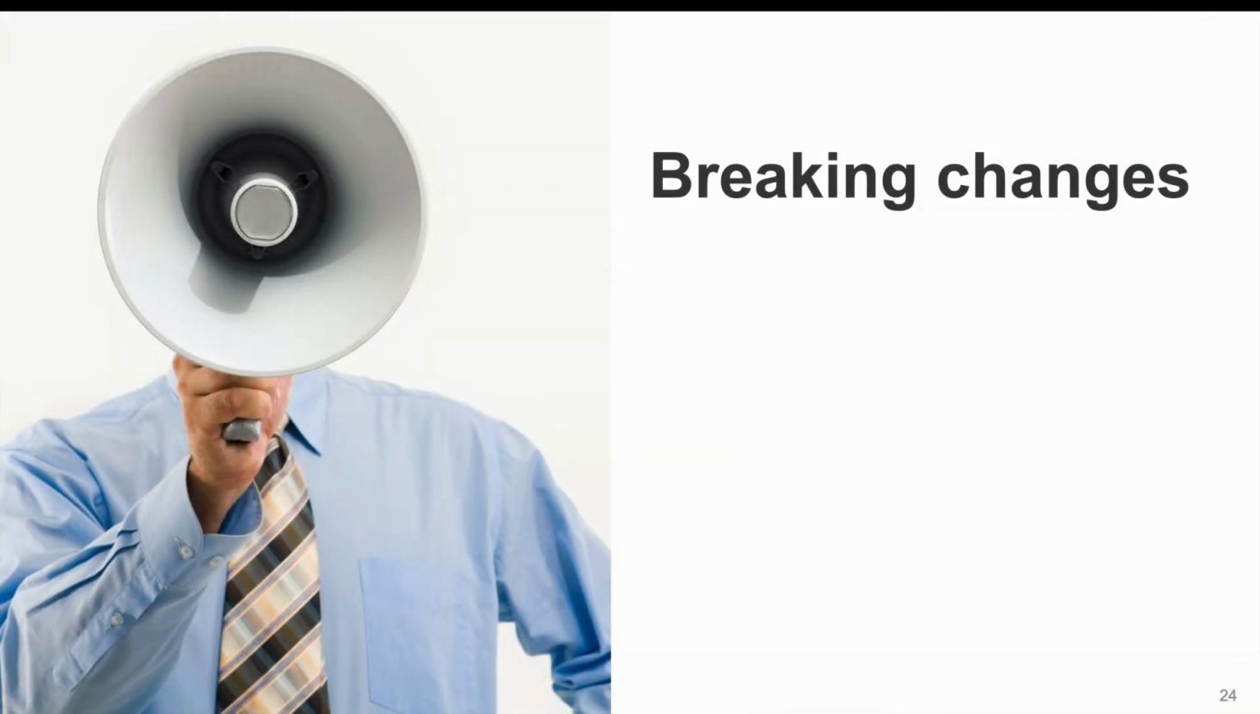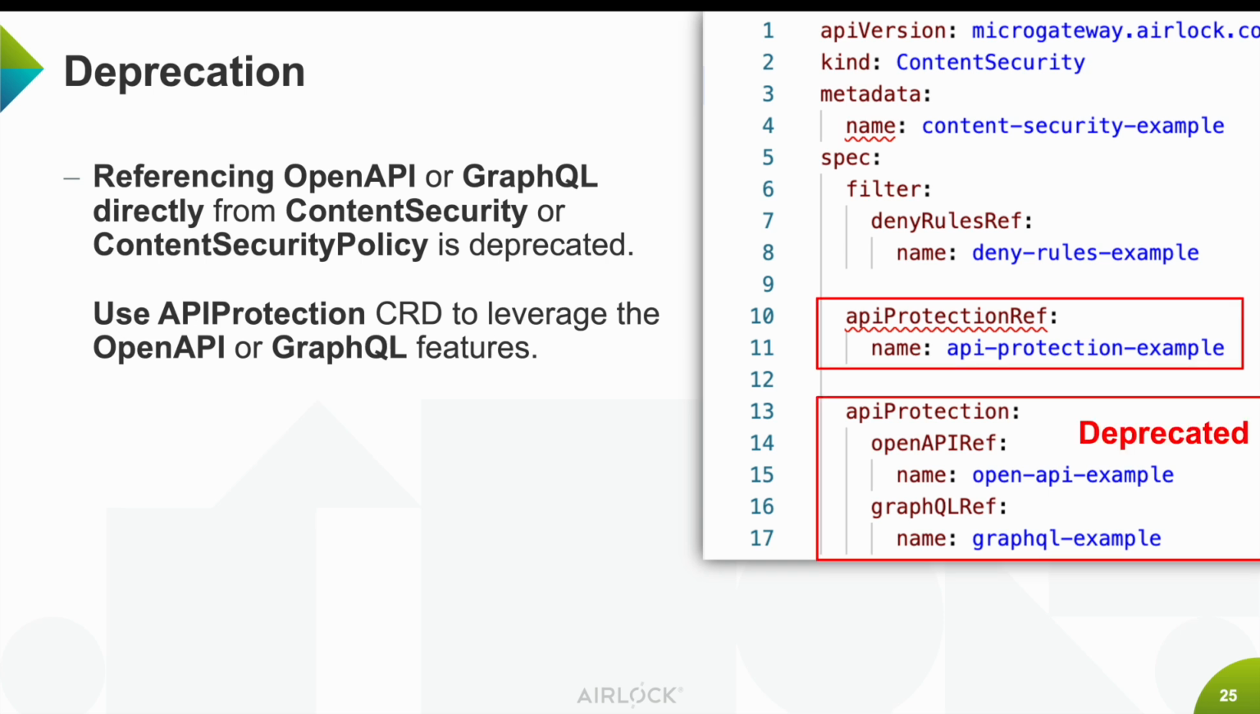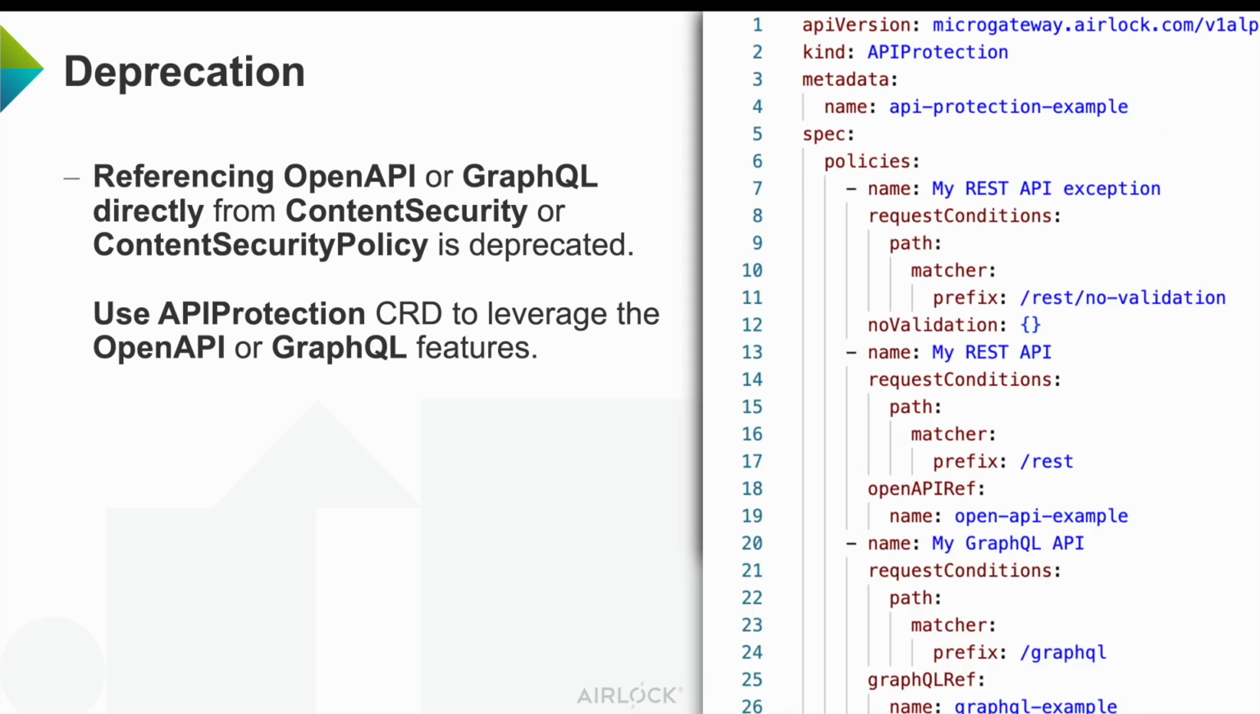There are some breaking changes in this release. The following breaking changes were required to improve the product. Referencing OpenAPI or GraphQL directly from content security or content security policy is deprecated. The motivation behind this is providing request conditions to apply specific OpenAPI specifications or GraphQL schemas. Use the API Protection CRD to leverage the OpenAPI or GraphQL features.